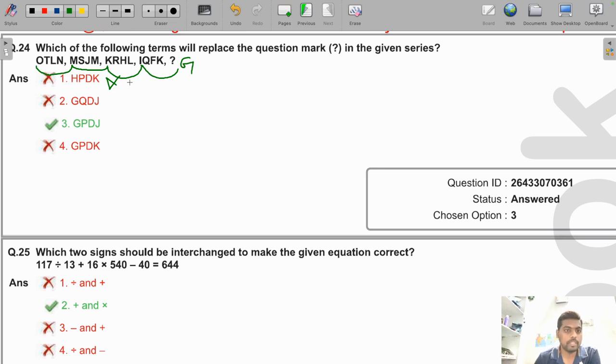Now try to figure out the next term. Here it is q, after q r, after r s, after s t. Definitely before q it will be p only. So this is eliminated. Again two options are left. Just try to figure out the fourth option. So here k, l, m, n, means it will be j. So this is the correct option.